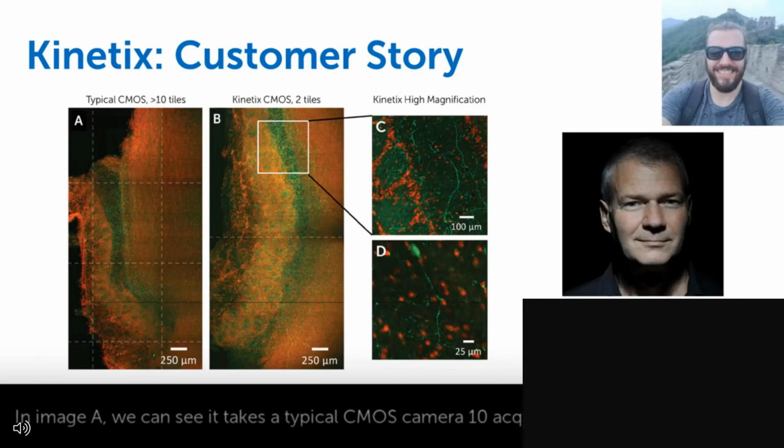In image A, we can see it takes a typical CMOS camera 10 acquisitions to capture this field. Each one of these acquisitions is in multiple colors. You have overlap between each image. The XY needs to scan across. The more images you're taking, the more time it's taking, the more you're exposing your sample and the longer your experiments are taking. It's just not very efficient.